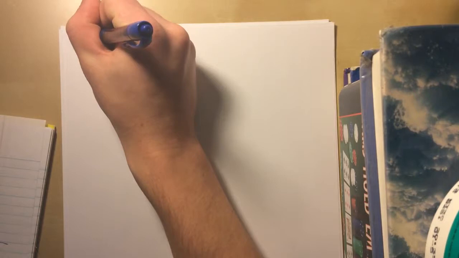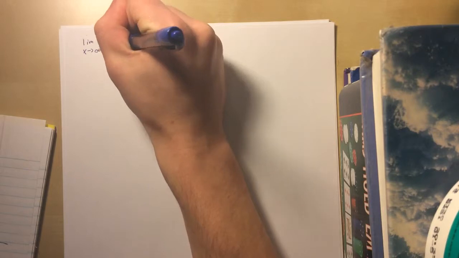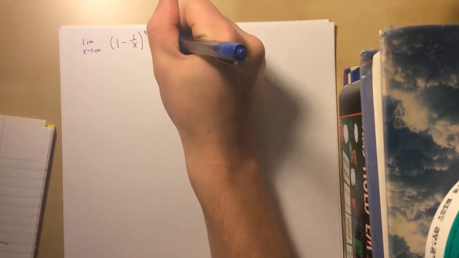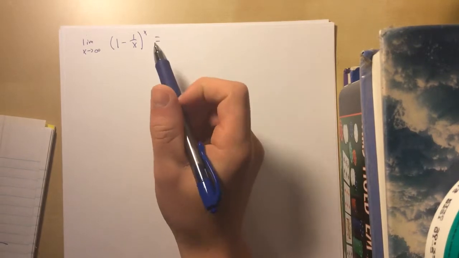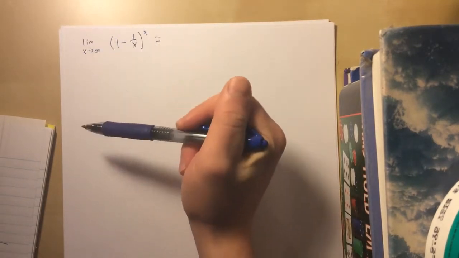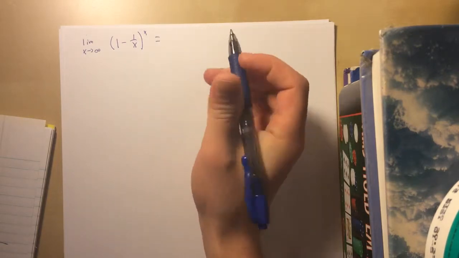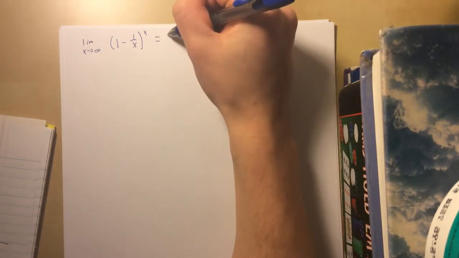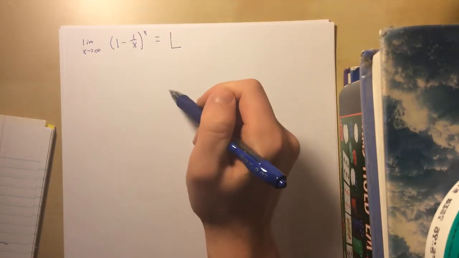So the limit as x approaches infinity of 1 minus 1 over x, to the x. If you just look at it now, you can't really see a numerator and a denominator. It's not a quotient. So this again is a challenge problem, and I'm not really sure if you're expected to be able to do something like this on the test, but we're just going to call this L.